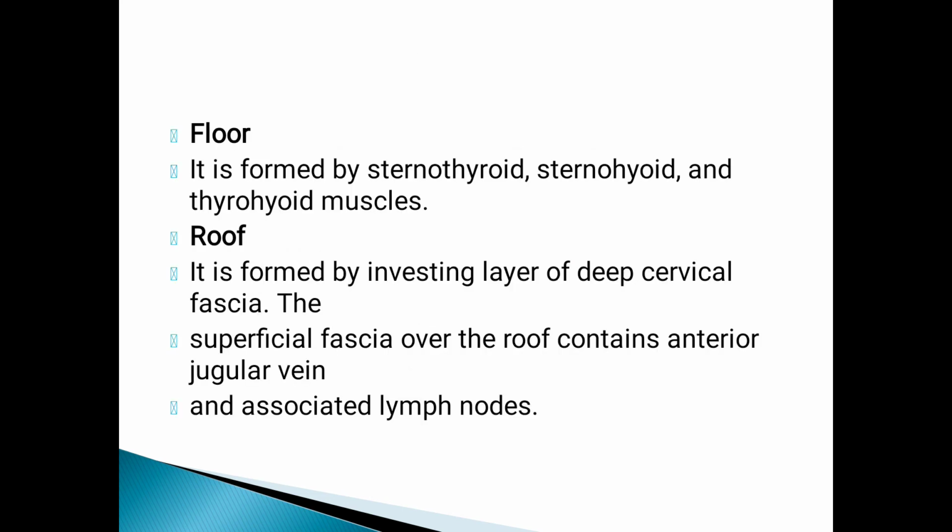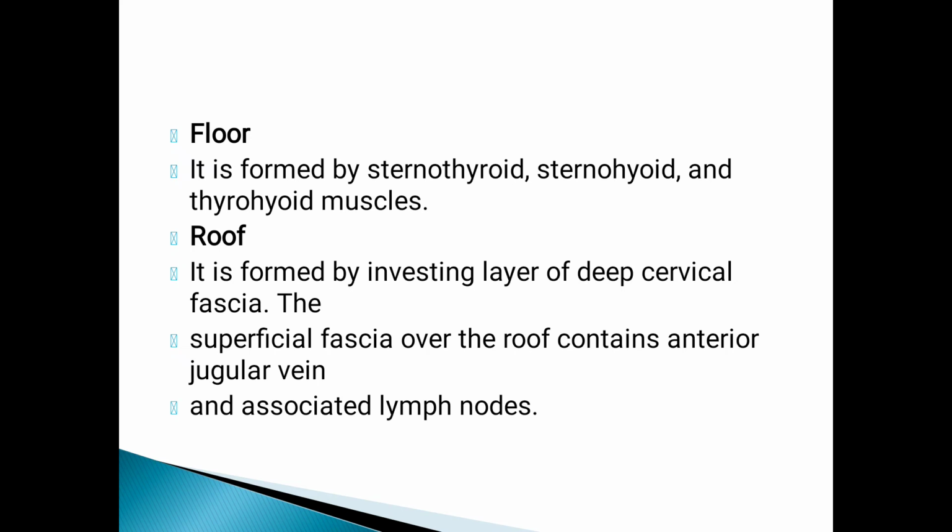Now, roof and floor of the muscular triangle. Whenever we talk about the roof, when we do dissection, we will first of all reflect the skin, then you get the subcutaneous tissue, then in the neck region we will get the platysma muscle, and then deep to that we get deep fascia. In this region we will get the investing layer of deep cervical fascia. Okay, then and associated lymph nodes. So here it is written, roof is formed by the investing layer of the deep cervical fascia.